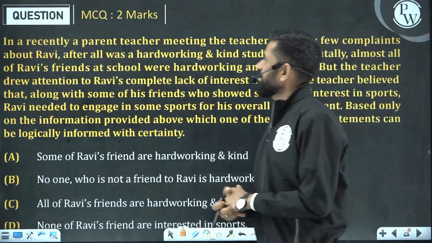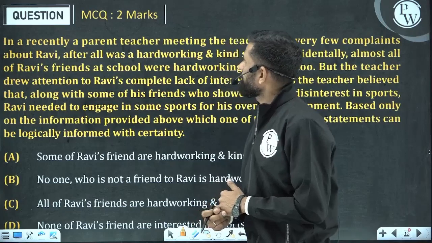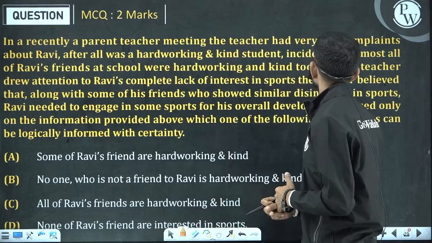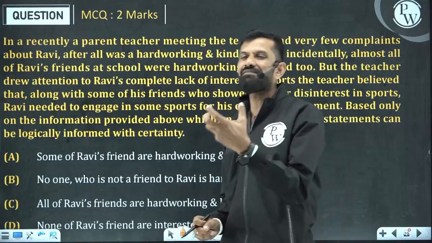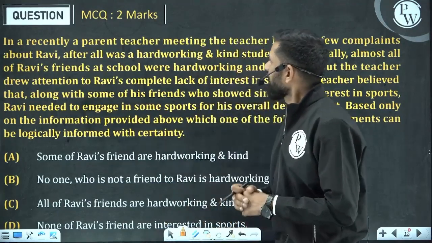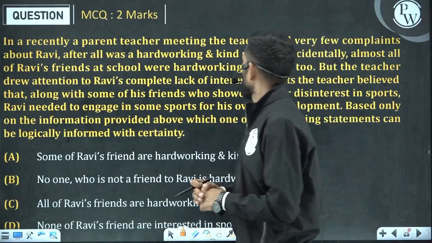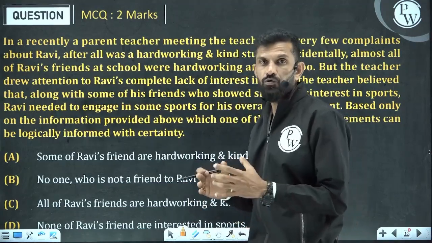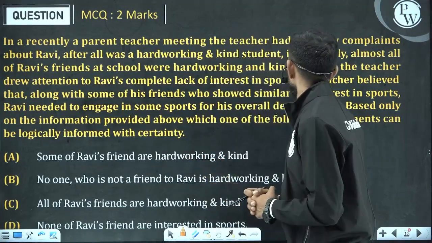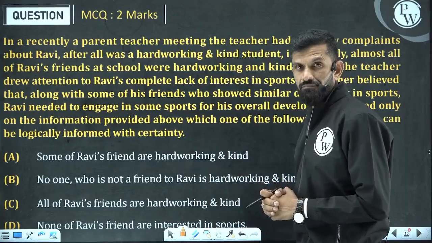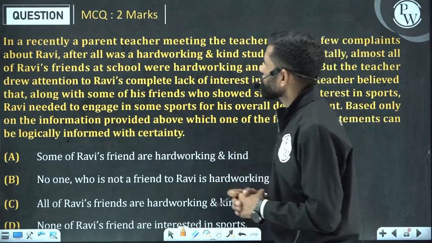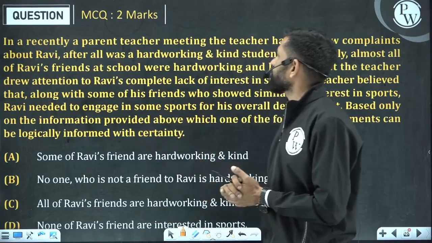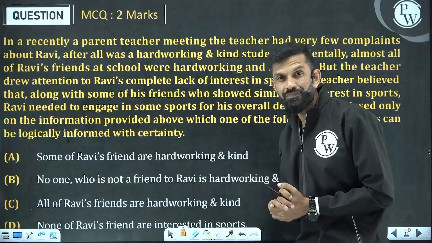Here they have given: in a recent parent-teacher meeting, the teacher had a few complaints about Ravi. So Ravi is a person and the teacher has very few complaints about him. After all, he was a hardworking and kind student. Incidentally, or coincidentally, almost all of Ravi's friends at school were hardworking and kind too.